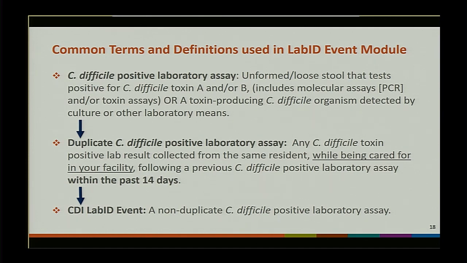So let's talk about some common terms and definitions used in the LabID Event Module for C. difficile. So we have C. difficile positive laboratory assay, and this is defined as an unformed loose stool that tests positive for C. difficile toxin A and/or B, and it does include molecular assays, so your PCR testing, which is really popular right now, or toxin assays. May also be a toxin producing C. difficile organism tested or detected by culture or other laboratory means.